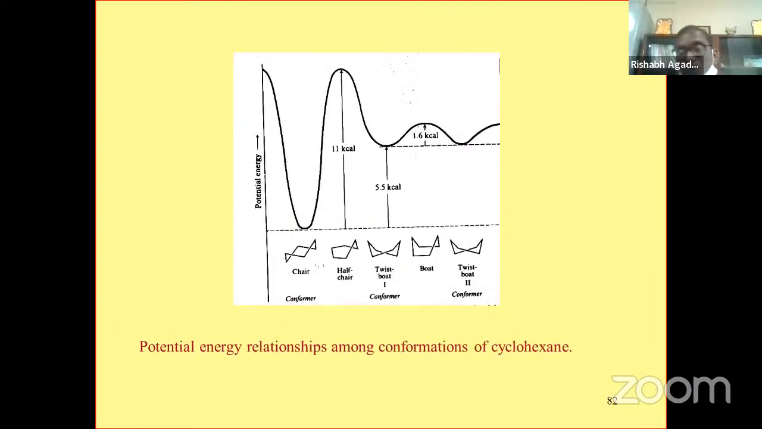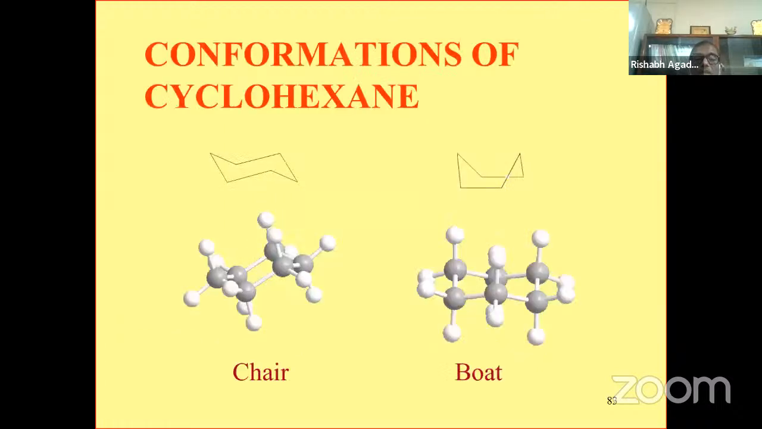Now the same thing, you can have the explanation for your cyclohexane. Now cyclohexane, you can see it, the chair form is lying at the bottom, half chair requires 11 kilocalories, then twist boat requires 5.5, boat requires 1.6 as compared to the twist boat, and this is a graph illustrating the potential energy, where the chair conformer is lying, that is the stable one. Now here the conformations of cyclohexane.